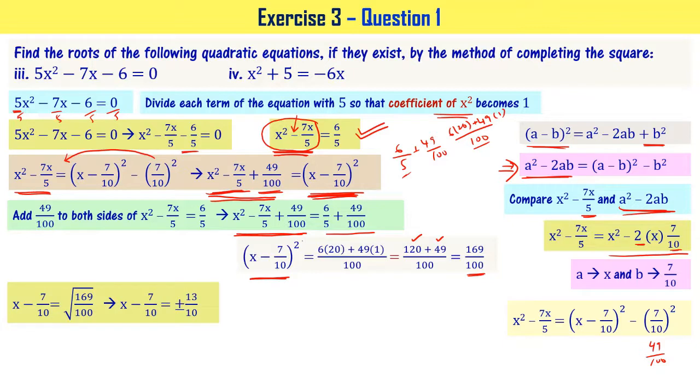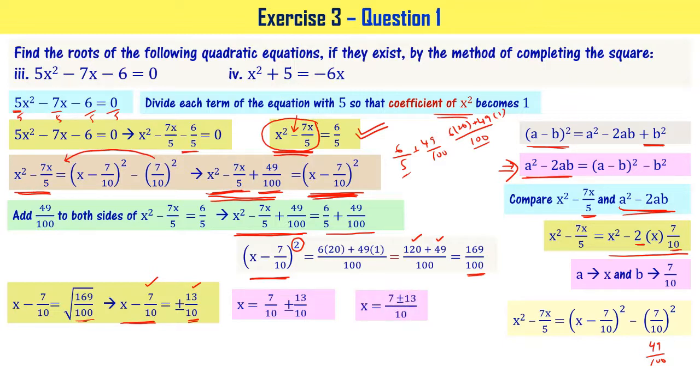When you take this square to the other side, this becomes x minus 7 by 10 equal to square root of 169 by 100, right? I can write it as square root of 169 divided by square root of 100 also. When you do that, square root of 169 is plus or minus 13 and square root of 100 is plus or minus 10. Right? That's why I have written the equation as x minus 7 by 10 equal to plus or minus 13 by 10. Got it? Now I can transpose this minus 7 by 10 to the other side. When you do that, the equation becomes x equal to 7 by 10 plus or minus 13 by 10, right?